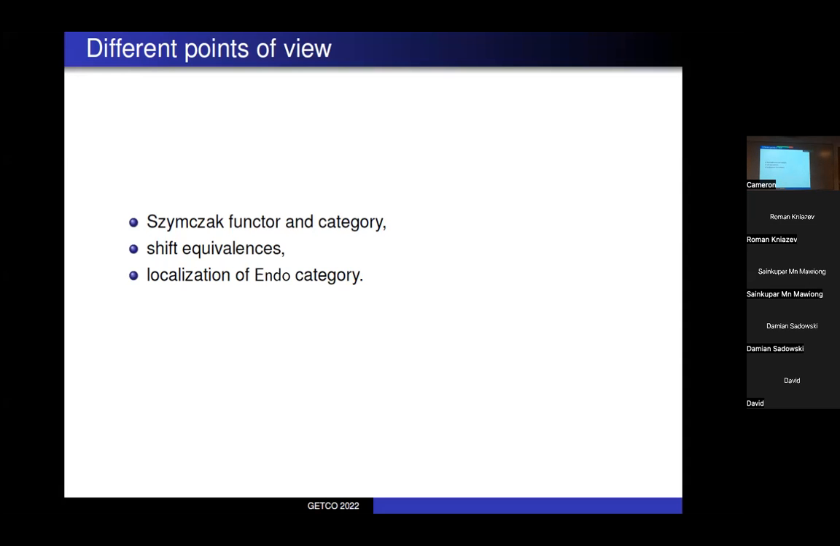Franks and Mitchell in 1998 proved that two objects in the Szymczak category are isomorphic if and only if they are shift equivalent. In other language, the Szymczak category is the localization of the category of endomorphisms, not every endomorphism, but those where the object is equipped with exactly this endomorphism. So this is a different point of view on the same thing.